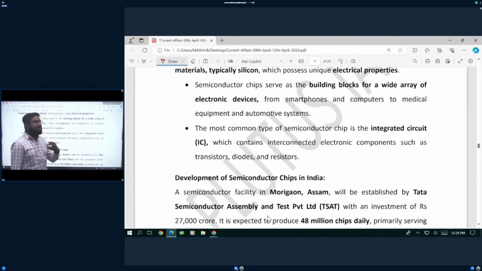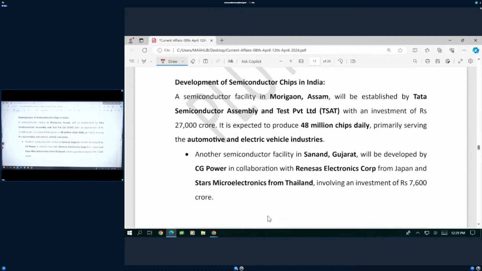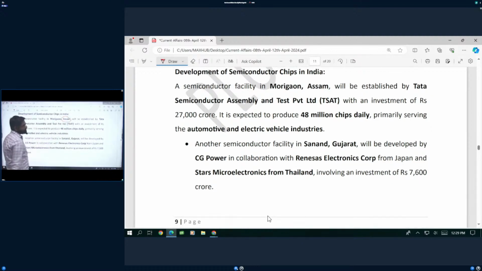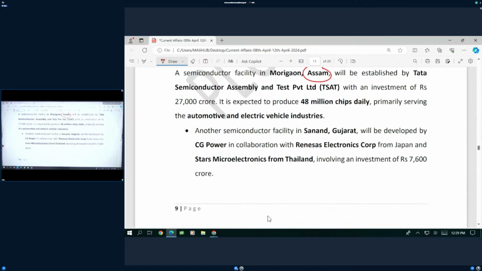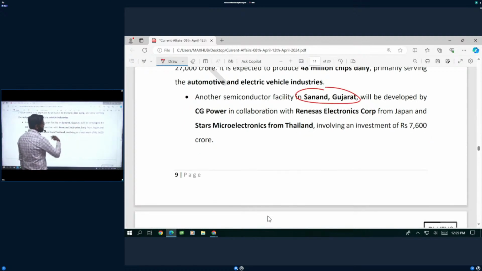It means India critically depends on the world. It means if anything happens in the world, any disruption like Corona, Ukraine war, India का problem हो जाता है. We are unable to manufacture, and that's why India is trying to push manufacture of semiconductors in India. Let's see. A semiconductor facility has been launched in Assam by Tata Semiconductor Assembly. It will manufacture around 48 million chips daily for automotive and electric vehicles. Another facility we are creating in Gujarat. Gujarat याद रखिएगा. So we are creating two facilities, one in Assam and the other in Gujarat. And the third one we are planning.